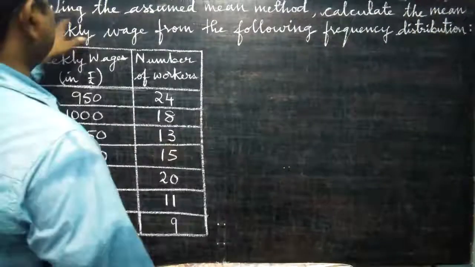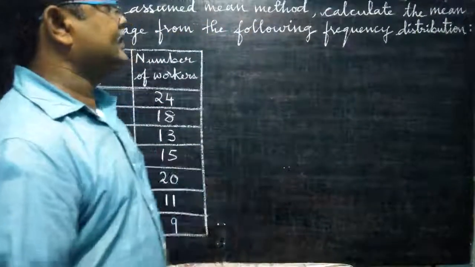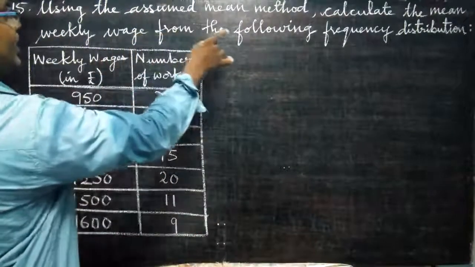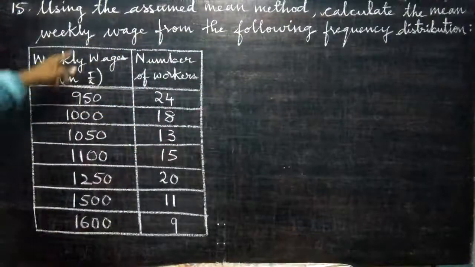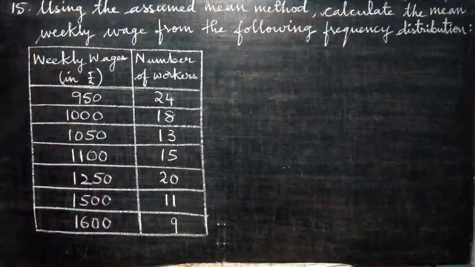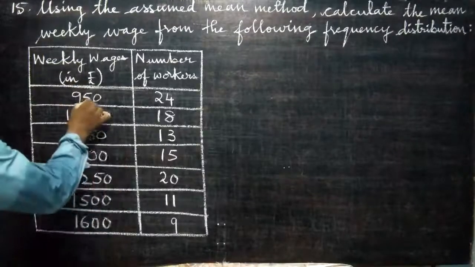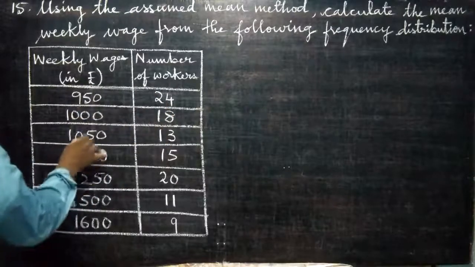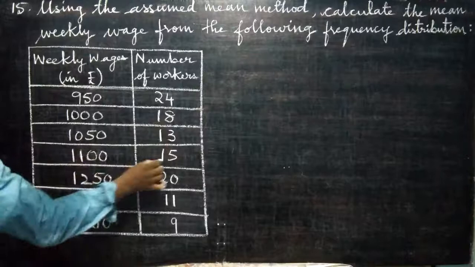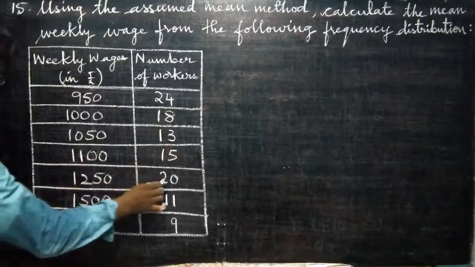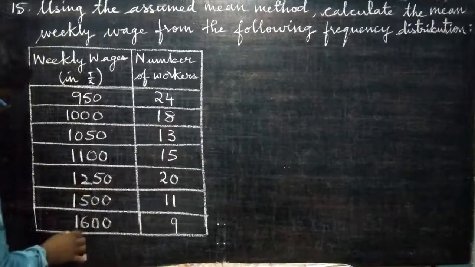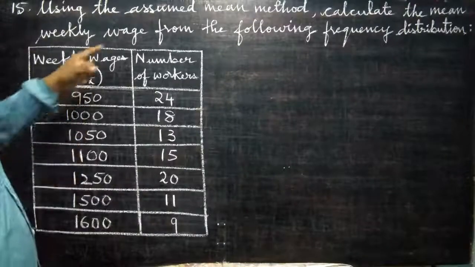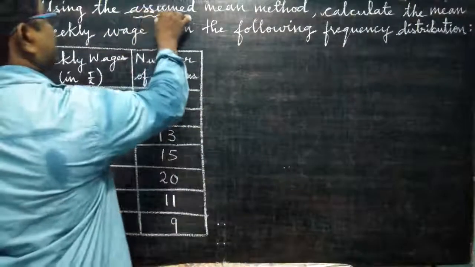15th problem. Using the assumed mean method, calculate the mean weekly wages from the following frequency distribution. Mean weekly wage we have to find. The wages are given in rupees: 950 rupees 24 workers, 1000 rupees 18, 1050 13, 1100 15, 1250 20, 1500 11, 1600 rupees 9 workers. Now they are asking us to do it by the assumed mean method.